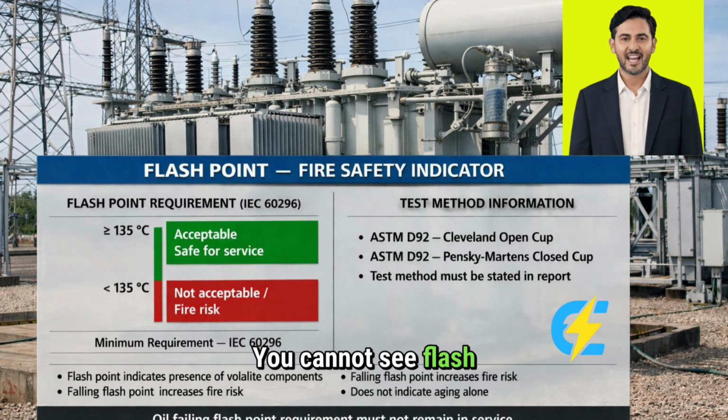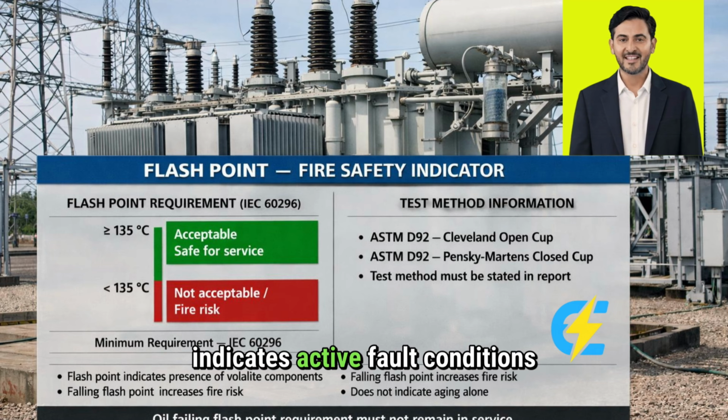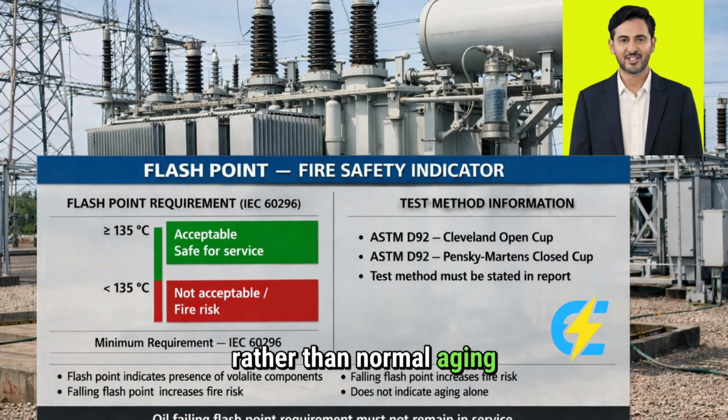You cannot see Flashpoint with your eyes. You cannot smell it or feel it during routine inspections. But it's there, silently determining how dangerous your next failure will be. Low Flashpoint means fire risk exists. Period. And sudden change is always more dangerous than gradual change because it indicates active fault conditions rather than normal aging processes. This is why flashpoint testing exists in every major transformer oil standard.